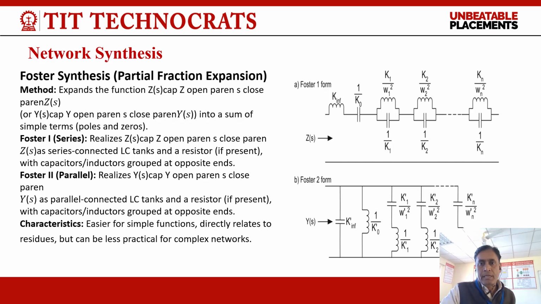We can see here in the Foster form, inductor and capacitor in the first term are in series. After then, inductor and capacitor are in parallel. So this is the structure of LC network in first form, and we find out Z(s) across this network. If we talk about second form, here L and C, the first terms and first component are connected in parallel. After then, L and C are connected in series.